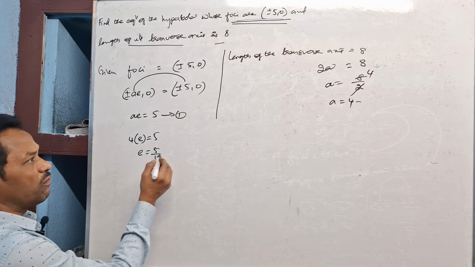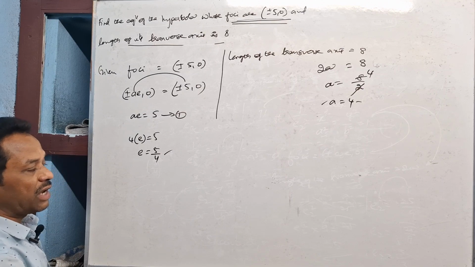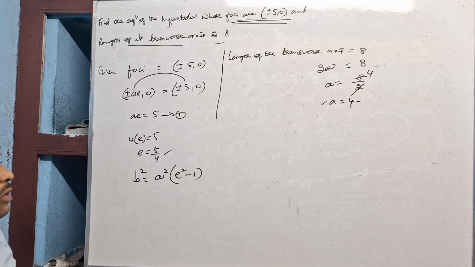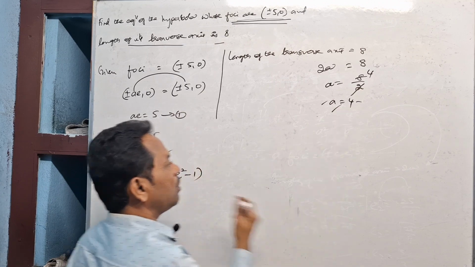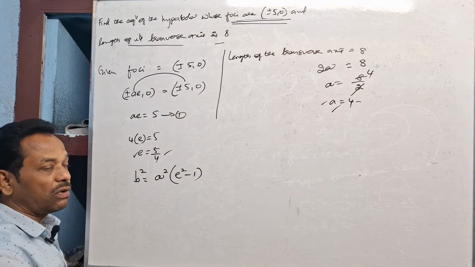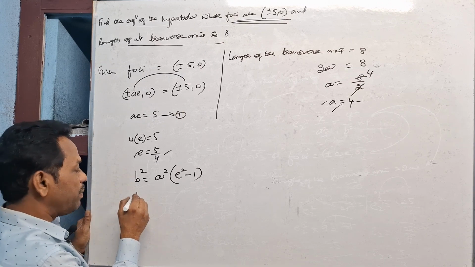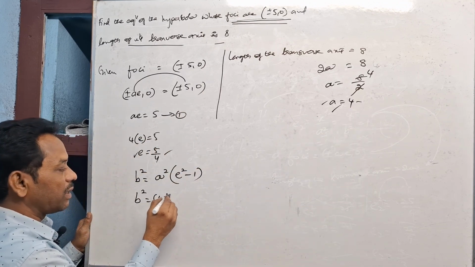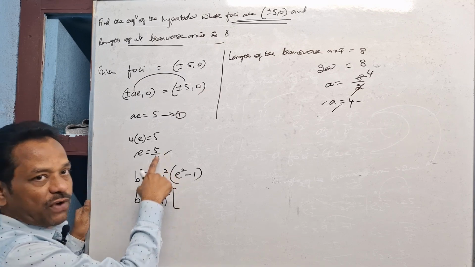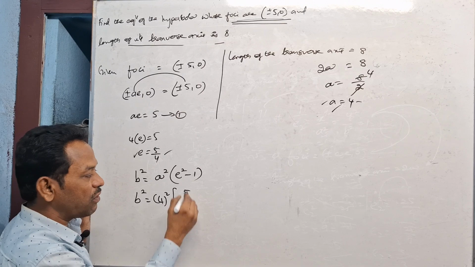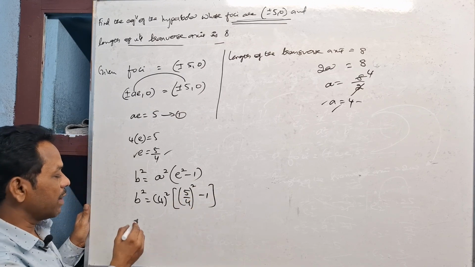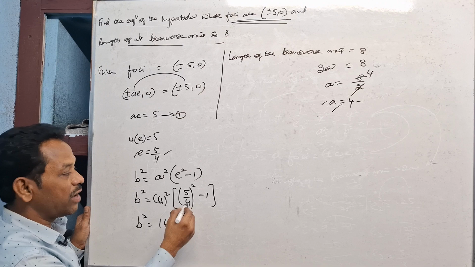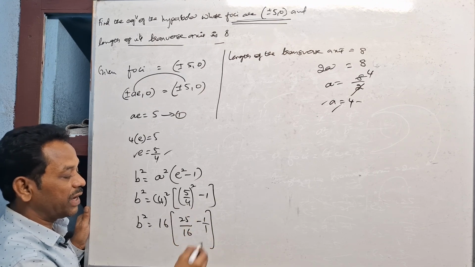Now, when you know a value and e value, we can use this formula b square equal to a square into e square minus 1 to get the value of b. So b square as it is, the value of a is here 4. Since we have square here, let me take 4 square into e square. e value is 5 by 4. So here we have square. So I'll take 5 by 4 whole square minus 1. Okay now. So b square equal to 4 square is 16 into 5 square is 25 by 4 square is 16 minus 1.